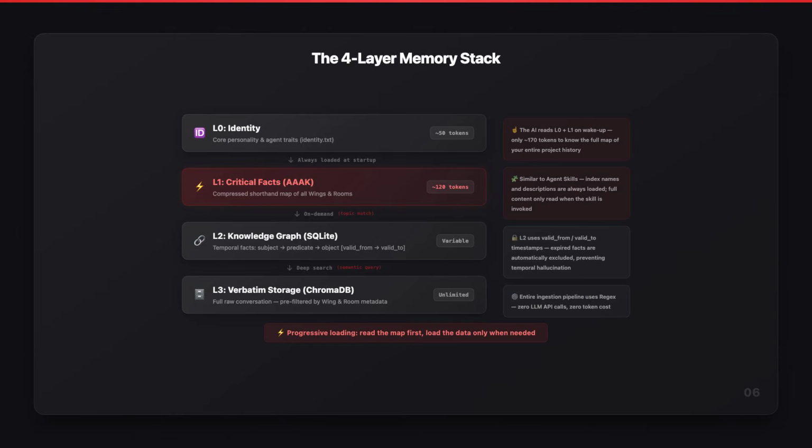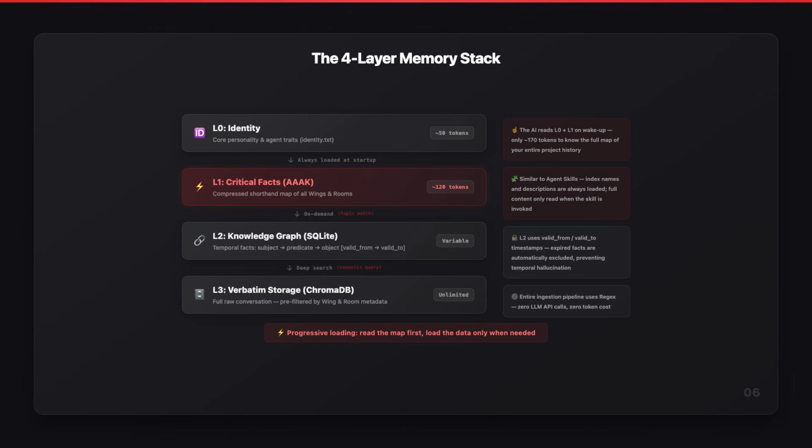Layer 2 is the knowledge graph, a lightweight SQLite database tracking relationship facts. Crucially, these facts have a valid from and valid to timestamp. If you changed your database 3 months ago, FlatRag will still fetch the old context. MemPalace's temporal graph resolves the conflict instantly. And Layer 3 is the full verbatim storage in ChromaDB. The AI uses the metadata from Layer 1 to pinpoint a specific wing and room, slicing the vector space into a tiny fragment before running the actual semantic search.